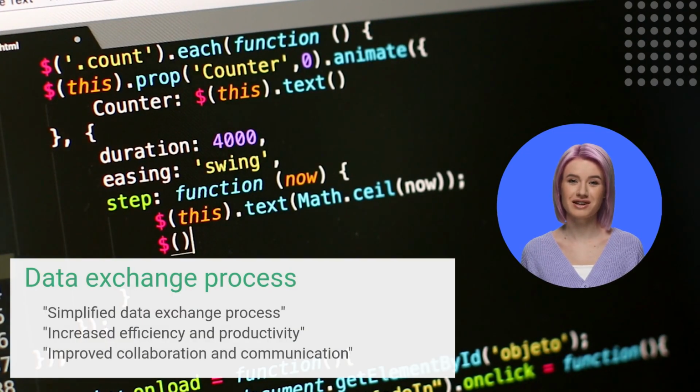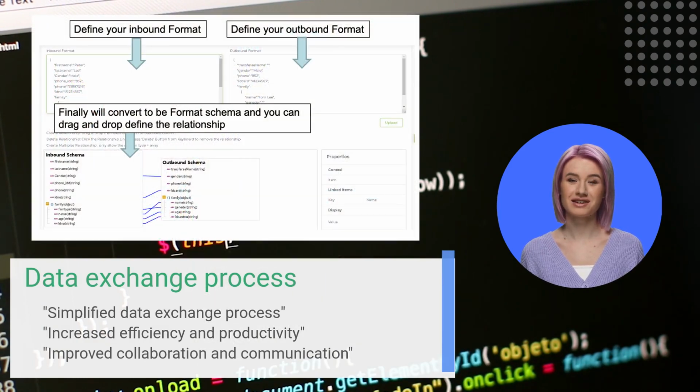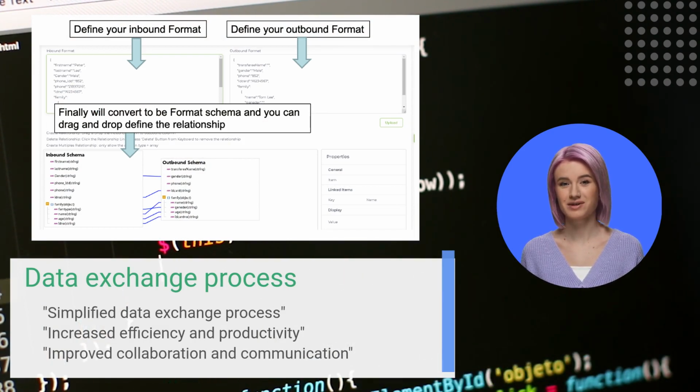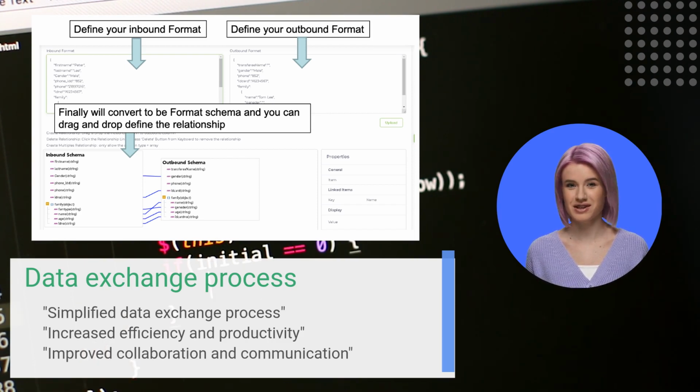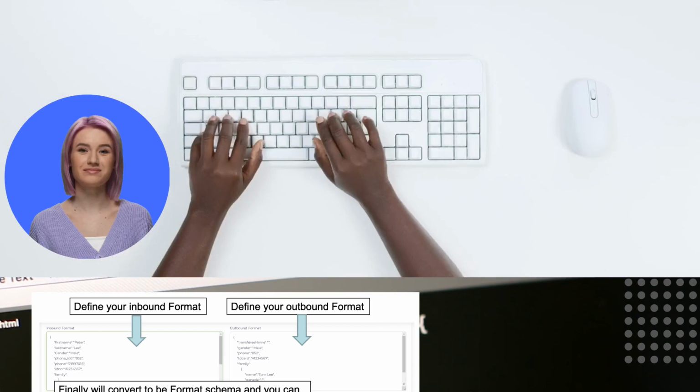Introducing i-RMS Dynamic Data Exchange Platform, DDEP, by providing a standardized and flexible platform for data exchange between different systems. DDEP simplifies the data exchange process, improving efficiency, productivity, and collaboration. With DDEP, RMC and DSP can simplify their data exchange process, avoiding the need for custom development or modifications.